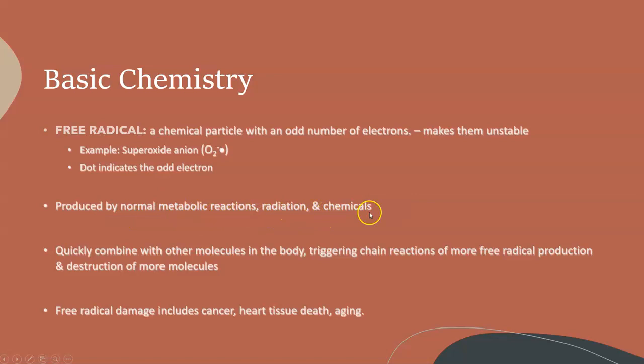Also radiation and also chemicals produce them. What happens is these free radicals will quickly combine with other molecules in the body, and that'll trigger chain reactions to produce more free radical production, and then that just starts destroying molecules. So free radicals, if they get inside your body and start circulating around, that damage can be really bad. It can include cancer, heart tissue damage, and death and aging.